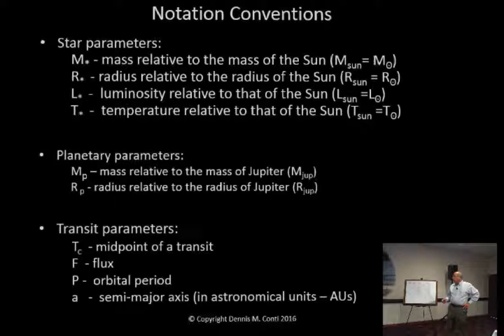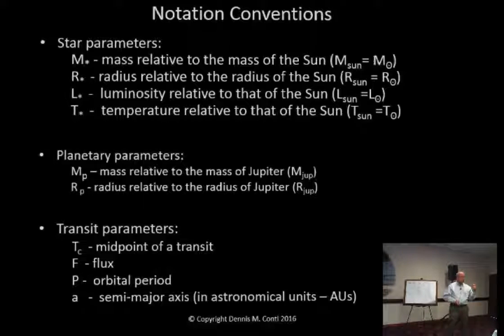Same with radius. The notation for transits, capital T subscript C, is the center point or the midpoint of the transit. This is probably one of the most critical measurements of observations where we are supporting and helping professional astronomers, because they need to know what the center point is. Give you a specific example.